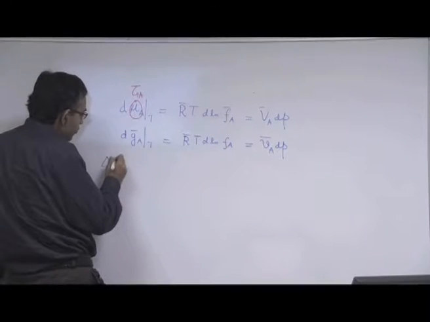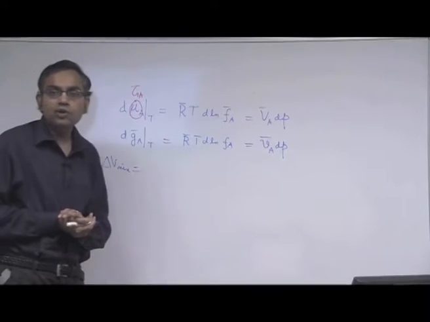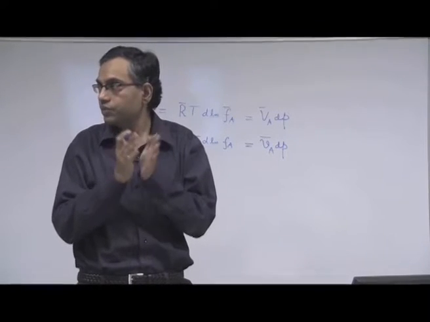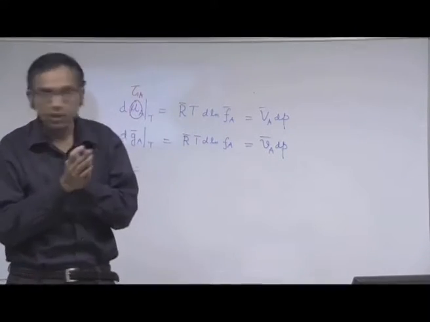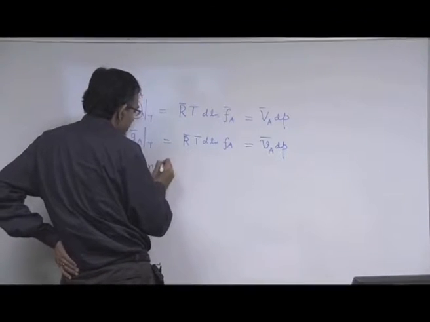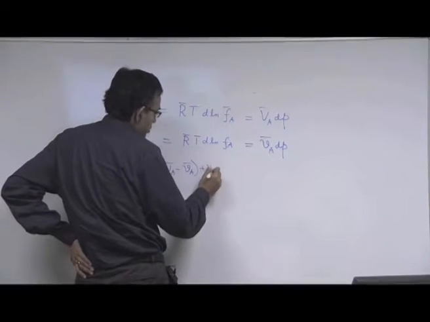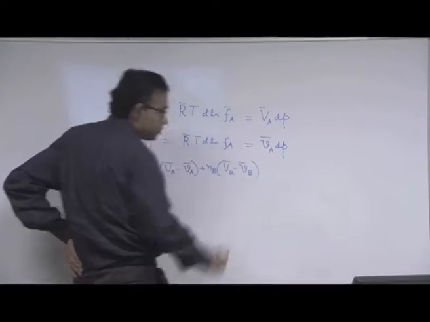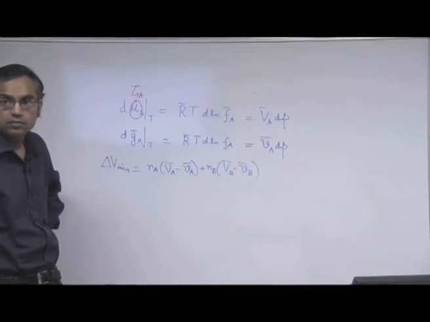So we calculated the change in volume due to mixing. What is the change in volume due to mixing? Individual A is there and individual B is there, you sum total the volume, and after that you mix A and B, you sum total the volume. The difference between these two is the change in volume due to mixing.